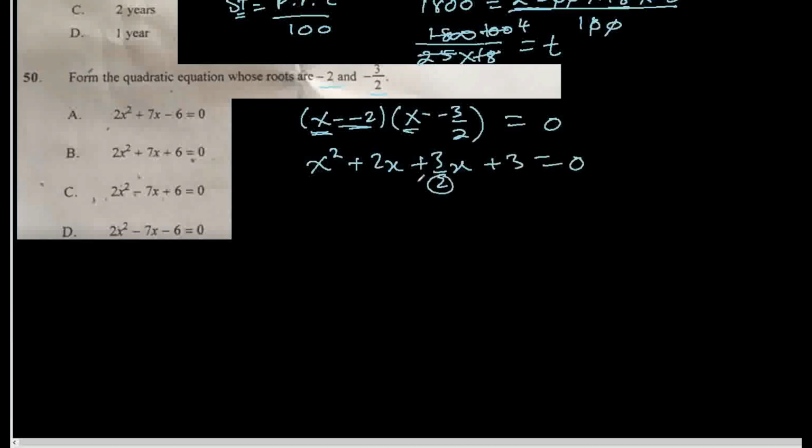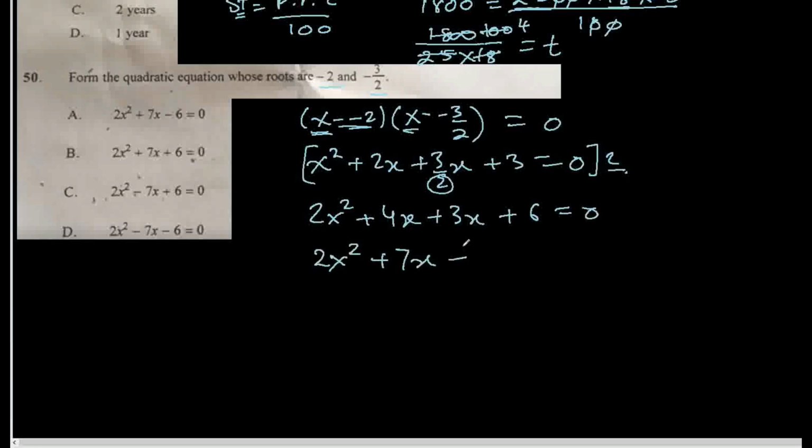Now we have to get rid of this 2. Multiply the whole equation by 2 so that we get rid of this. 2 multiplied by x square is 2x square. 2 multiplied by 2x is 4x. 2 multiplied by 3 over 2x, 2 and 2 cancel, so 3x, plus 6 equal to 0. So it becomes 2x square plus 7x plus 6 equal to 0. So which one matches here? B is the one which is matching here.